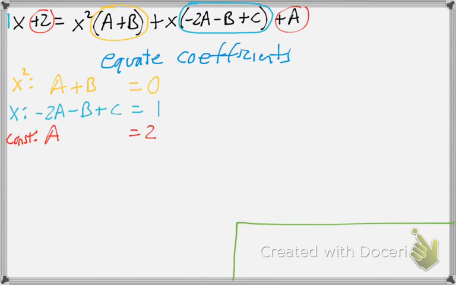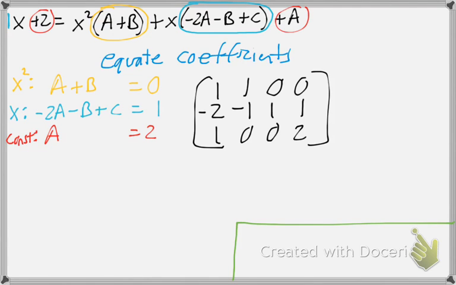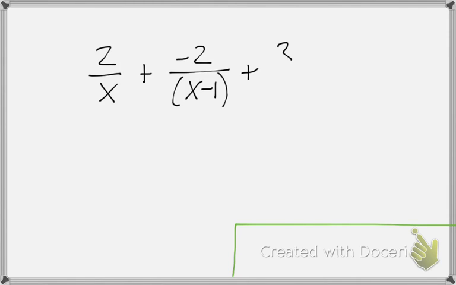So if you do the matrix and you do RREF, you should get 2, -2, and 3, which means our final answer is going to be 2 over x plus -2 over x minus 1 plus 3 over x minus 1 squared.